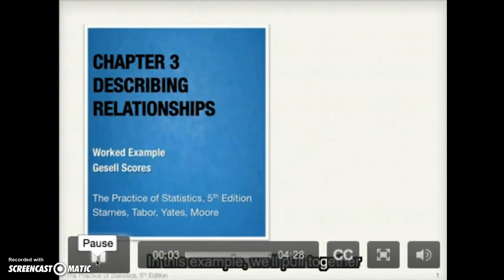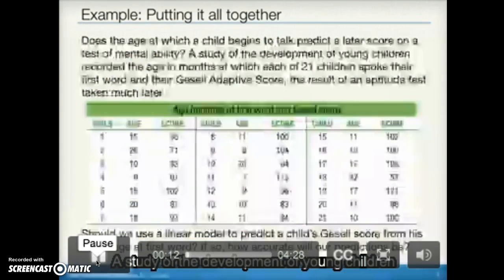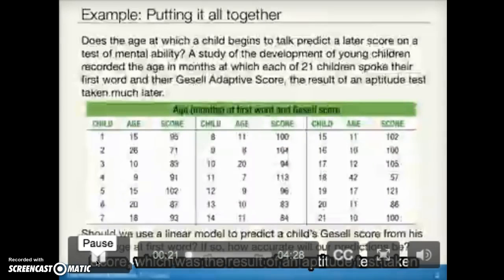In this example, we'll pull together everything we've learned about describing relationships. Does the age at which a child begins to talk predict a later score on a test of mental ability? A study of the development of young children recorded the age in months at which each of 21 children spoke their first word and their Gesell adaptive score, which was the result of an aptitude test taken much later.